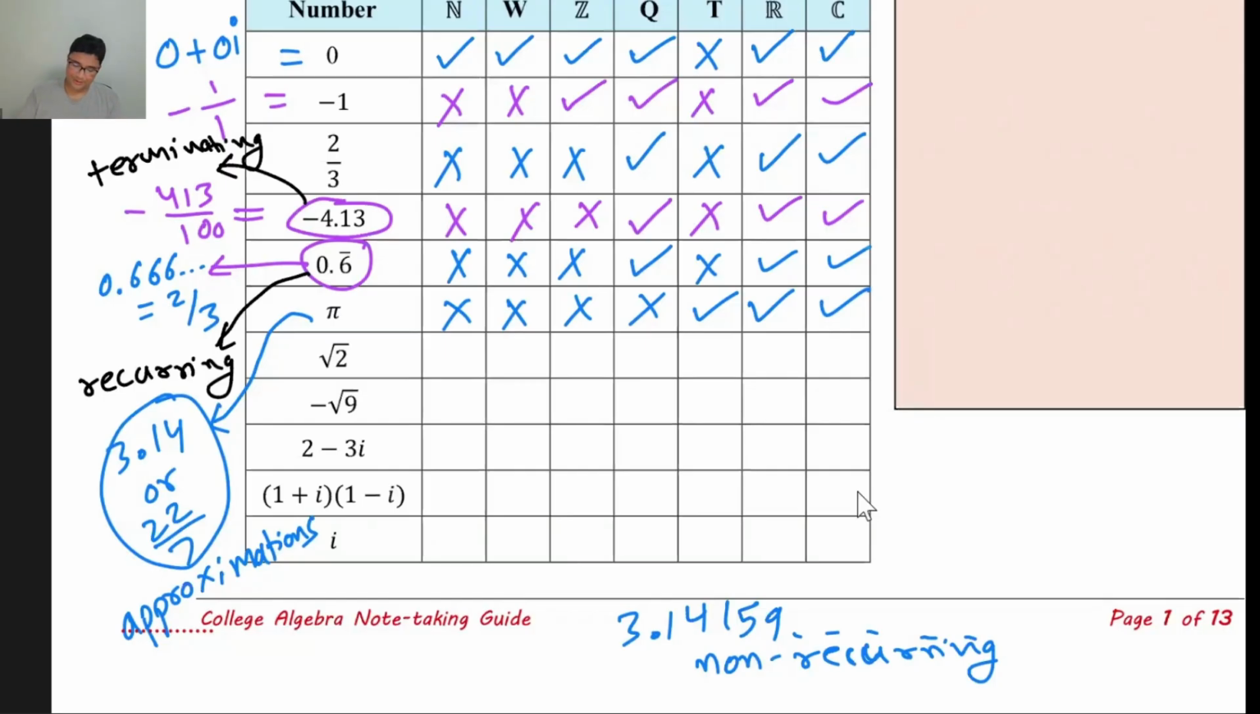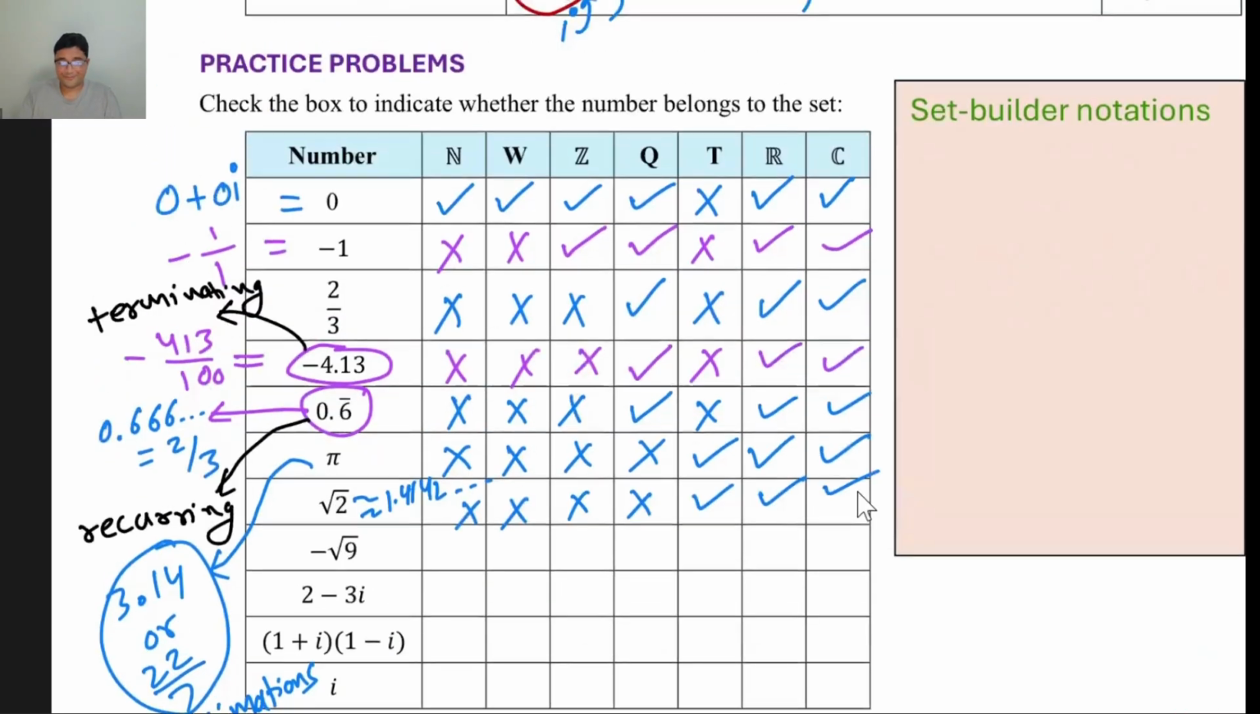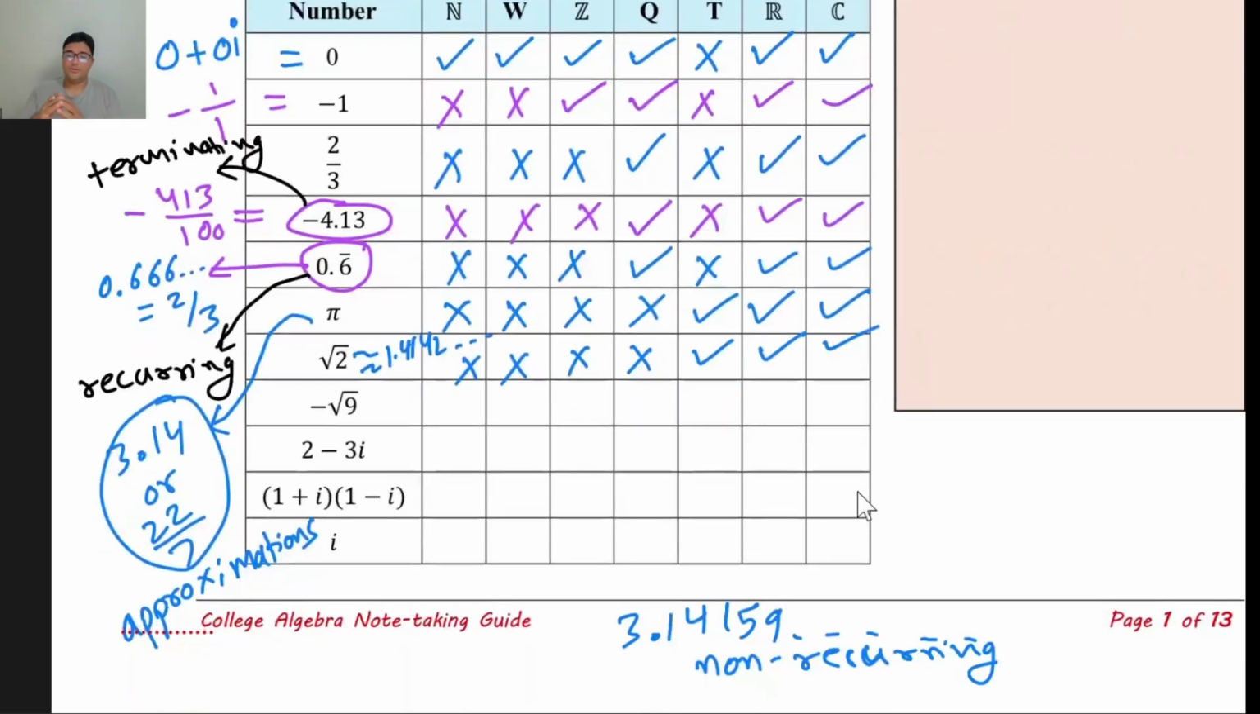Similarly, square root of 2, again, approximate value 1.4142, but the decimals will continue and they will not repeat. They are called irrational numbers. Root 2 is an irrational number. So none of these, it's an irrational number, it's a real number, it's a complex number.